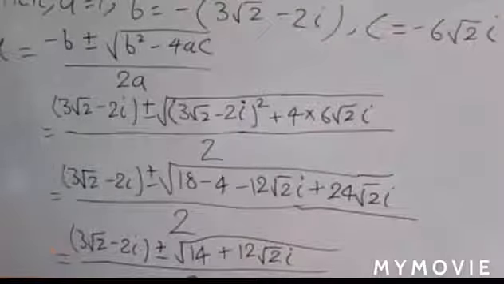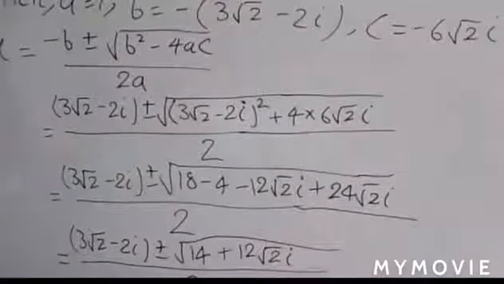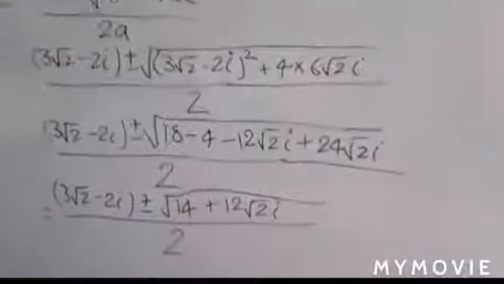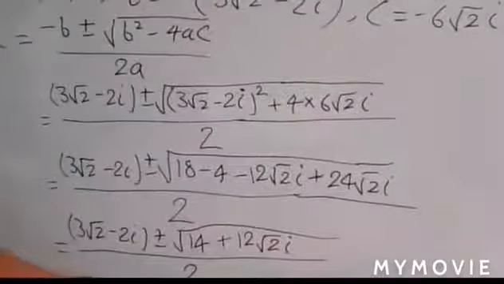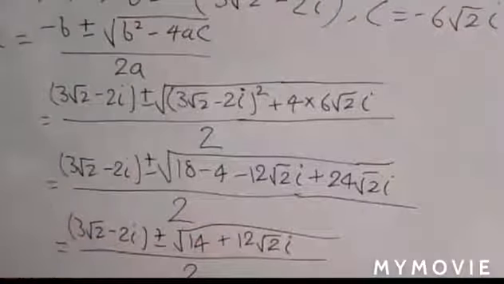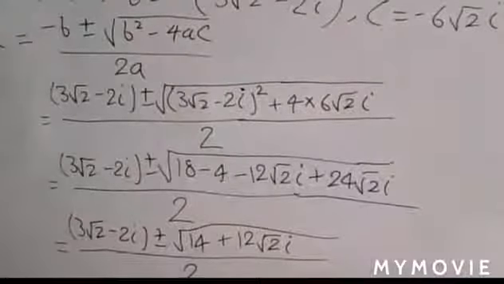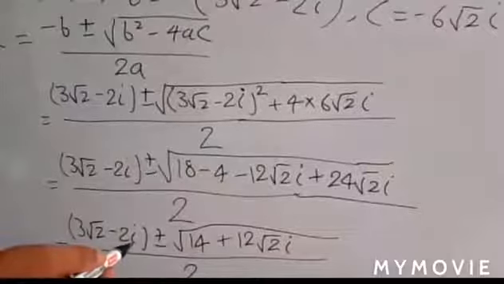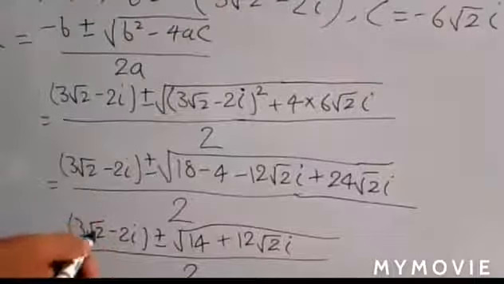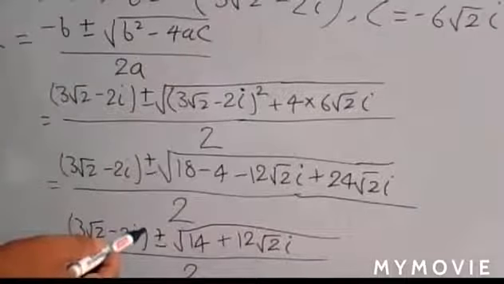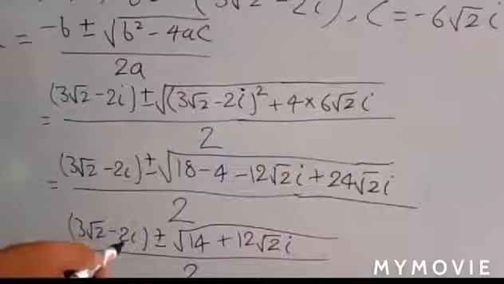Note that here you have to reduce it in such a way that the term within this bracket, means within the root, becomes a perfect square. So here you have 14 plus 12 root 2 i. In which way do you have to simplify it? You have to write it as a perfect square of some number.